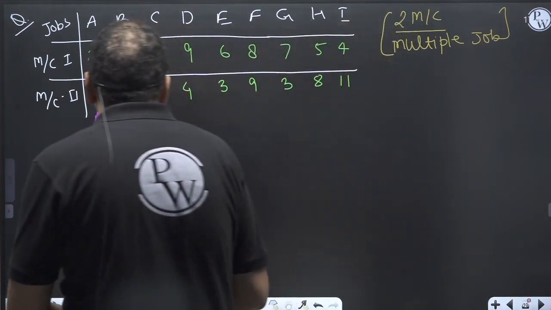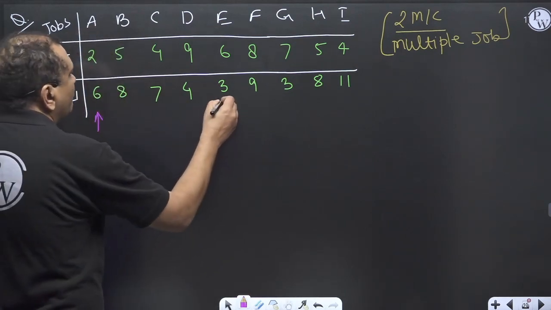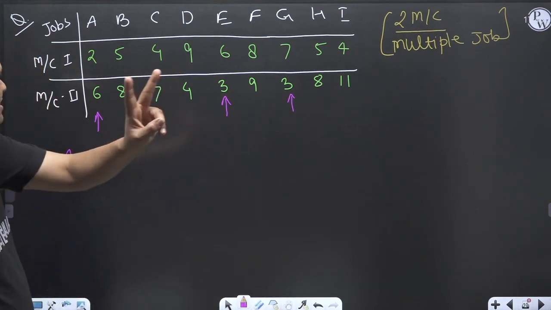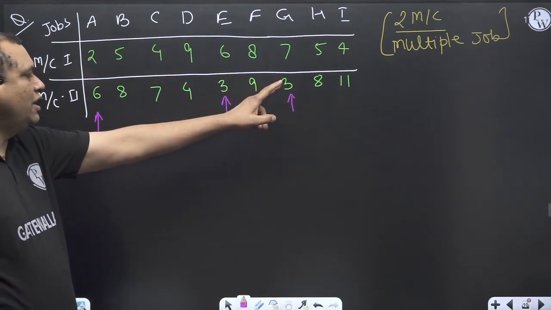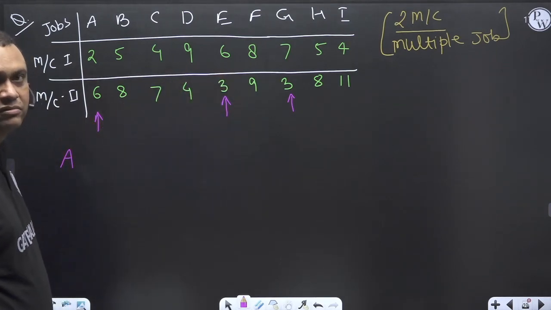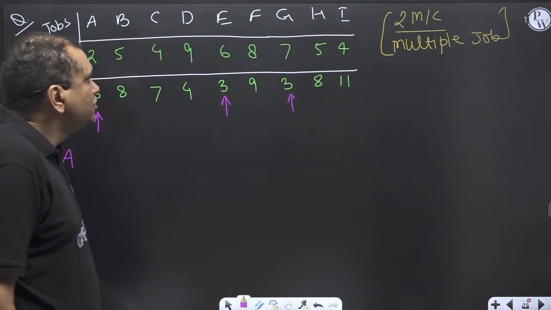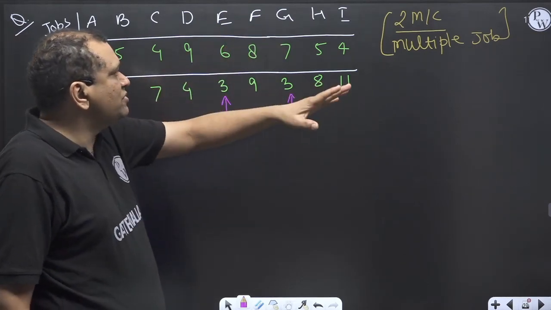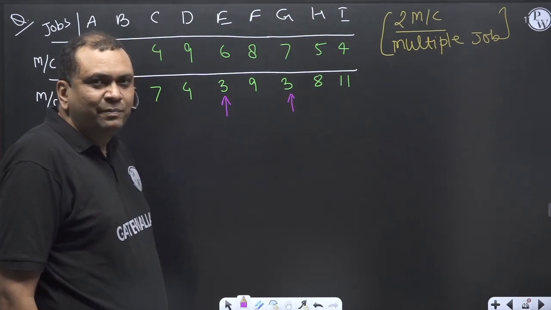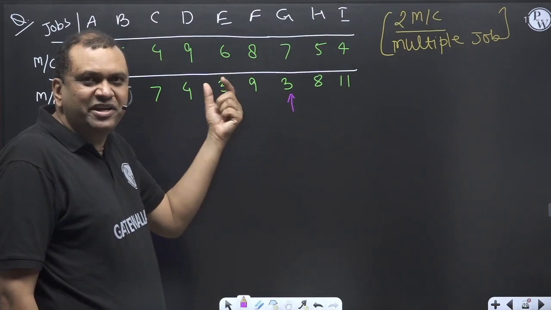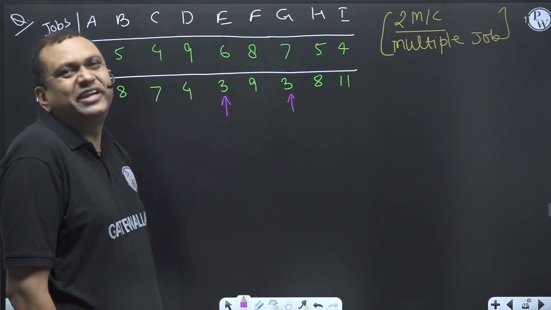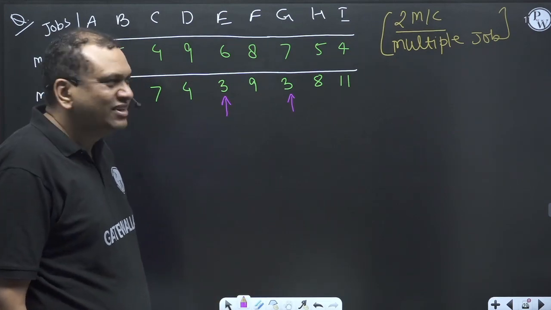Next higher minimum time is 3. So two 3s are appearing, and unfortunately both are for machine 2. So products E and G need to be processed last. But the decision is, which job needs to be taken first?